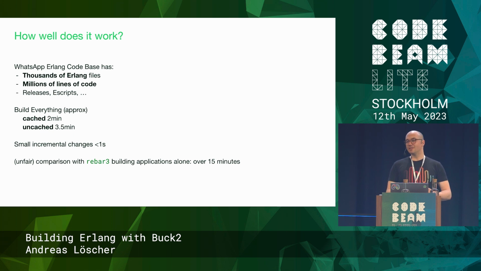But this is a case we never encountered, to be honest, since there's rarely a change that changes everything at once. And even if it does, at some point you make a pull request where CI will build this and populate the cache, so the next person still just has an incremental build. And small incremental changes are like a second. It really depends on what you change. If you change a header file that every module in your project includes, of course that's not a second, but if you just change a small beam file, then that's really, really quick.